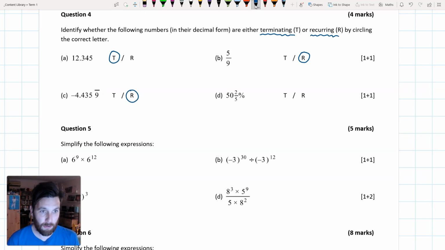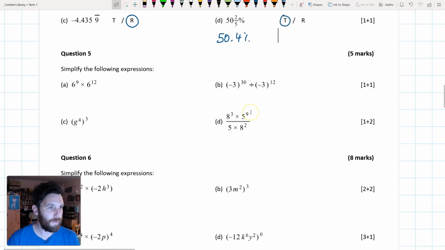And then for the next one, 50 and 2/5 as a percentage. That is pretty much just the same as 50.4%, because 2 divided by 5 is 0.4. Yes, it's a decimal, but the decimal doesn't repeat. It finishes there, it terminates. So we're going to call that one a terminating decimal as well.